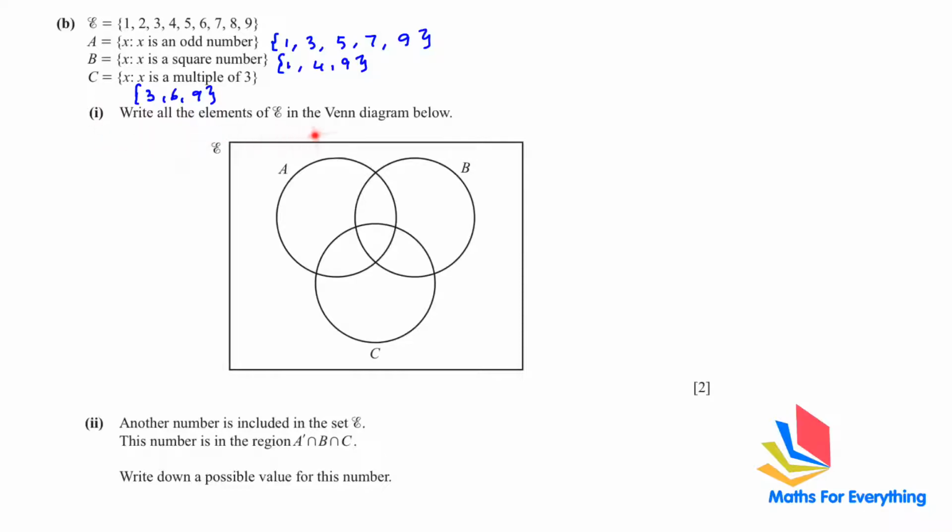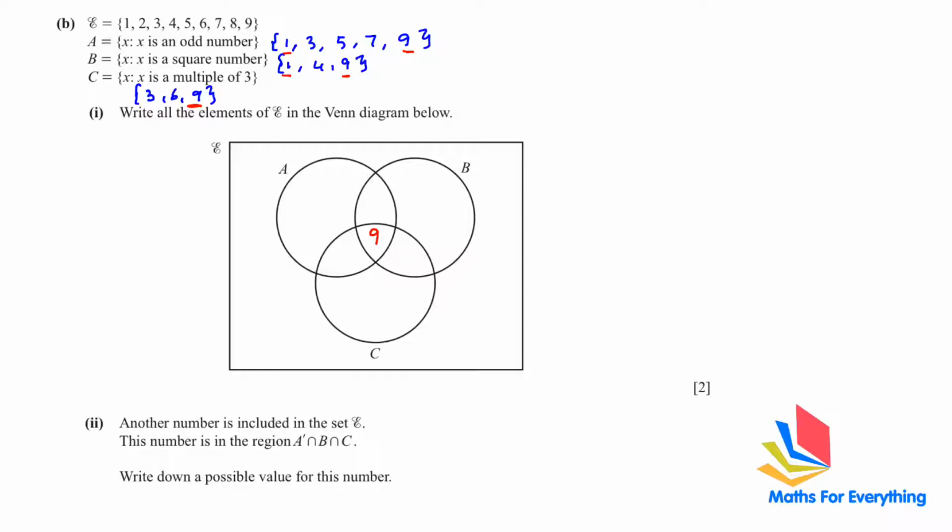We have to write all the elements of the universal set in the Venn diagram below. Always start with what is common in all the 3 sets. We can see that 9 is common, so this is in the center. Then let's look at A and B, what is common.